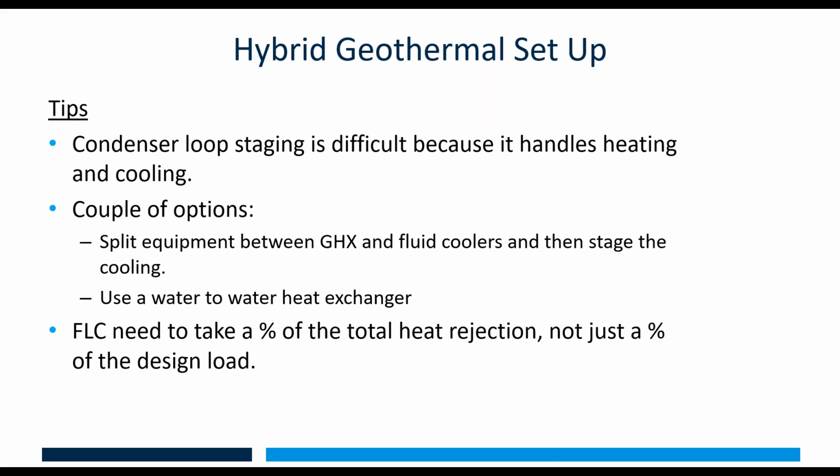You can split the equipment between the ground source heat exchanger and the fluid coolers, then use the loop staging on like the chilled water to help make that realistic. Or you can use a water heat exchanger to help with adding that extra heat rejection if the loop starts to get too warm.